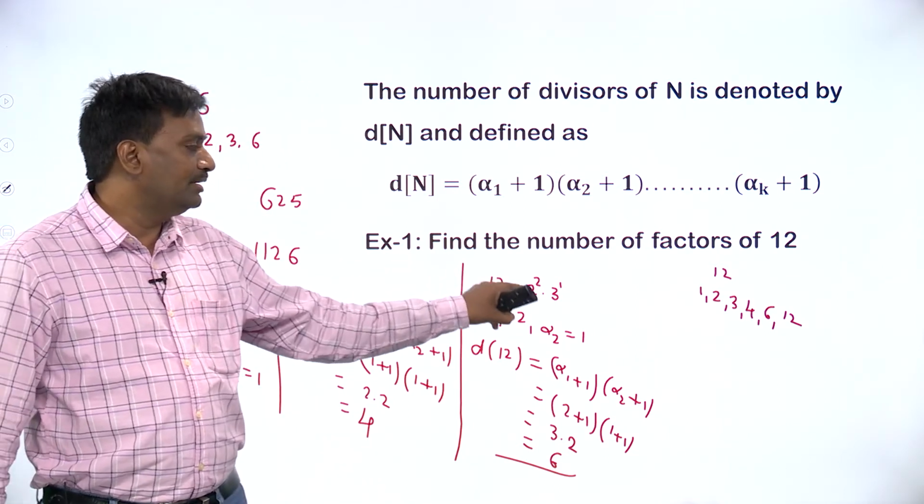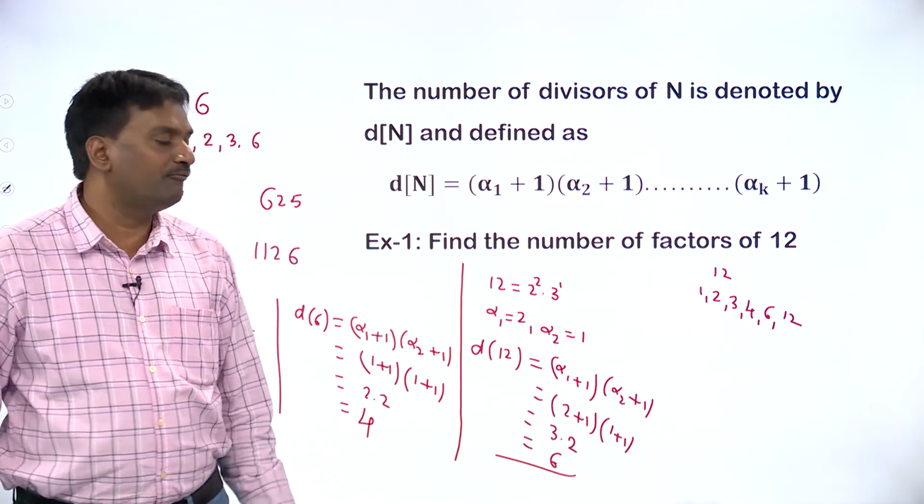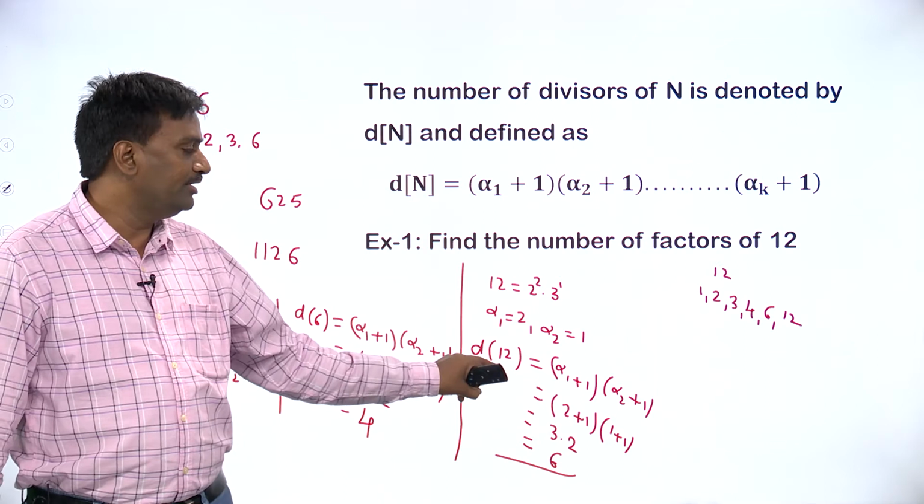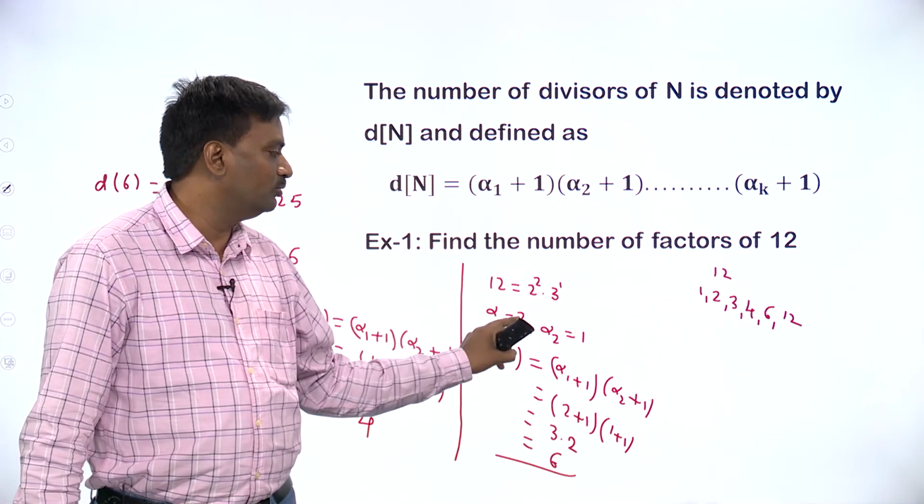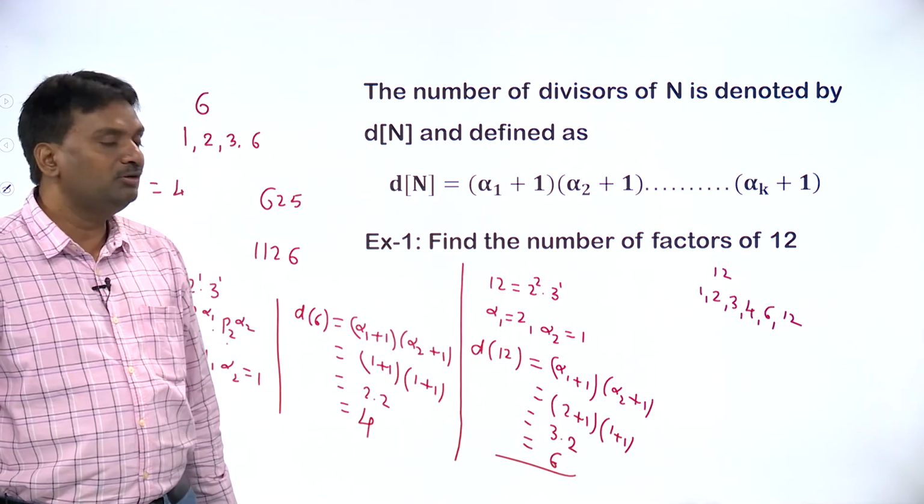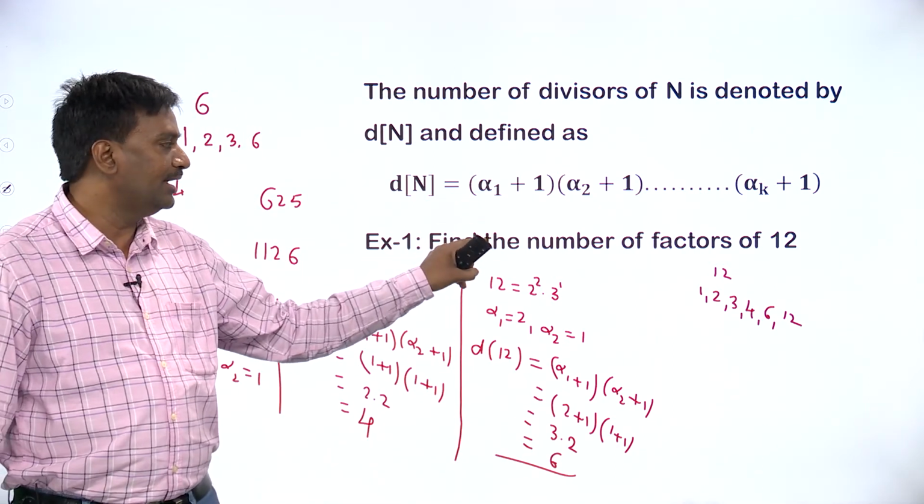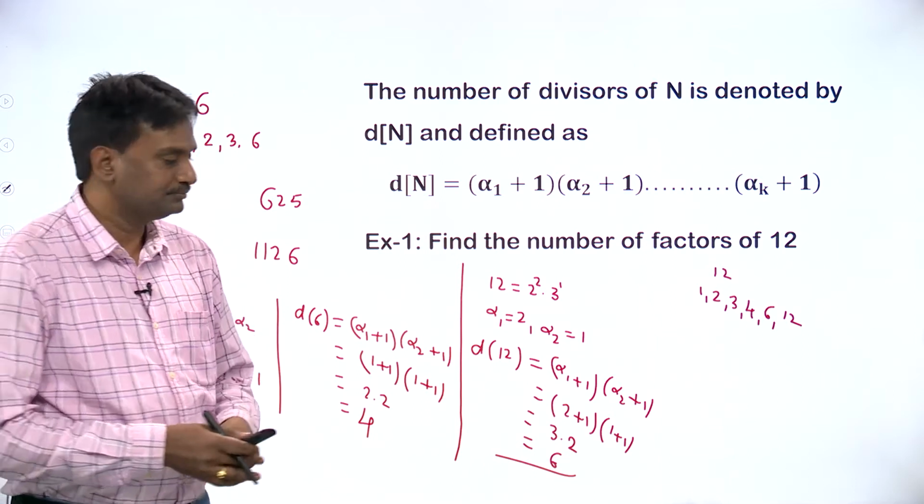So 12 can be written as 2 square into 3 power 1, alpha 1 equal to 2 and alpha 2 equal to 1. Now d of 12 equals alpha 1 plus 1 into alpha 2 plus 1, so that is 2 plus 1 into 1 plus 1, so that is 3 into 2 is 6. So the number 12 contains 6 factors. Okay.